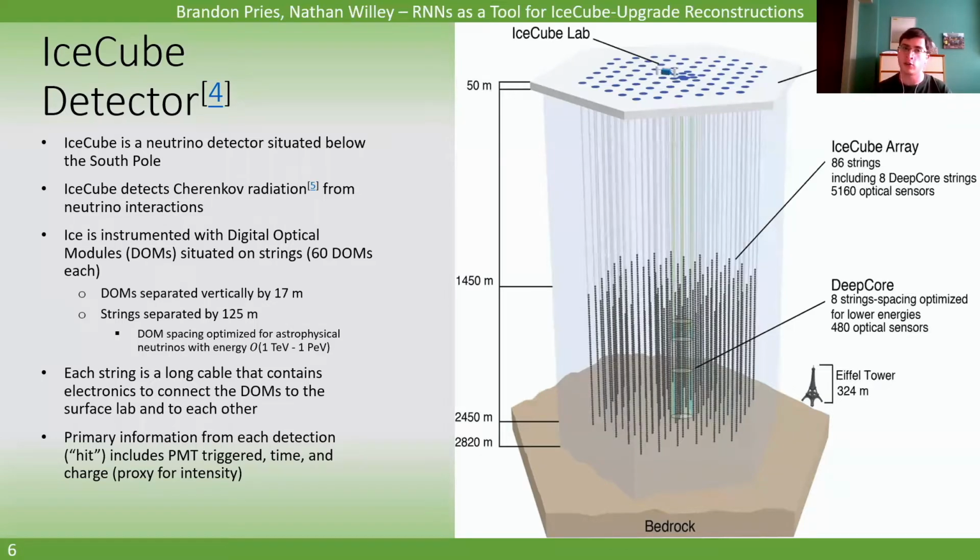So the ice is instrumented with 5,160 digital optical modules, which we abbreviate as DOMs. They're situated on 86 different strings, so you get 60 DOMs each. They're separated vertically in the main section of the detector by 17 meters, and then the strings are separated horizontally by 125 meters, where the spacing was optimized for high energy astrophysics neutrinos. Each string is basically just a really long cable that contains all the electronics that connect the DOMs to the surface slab and with each other.